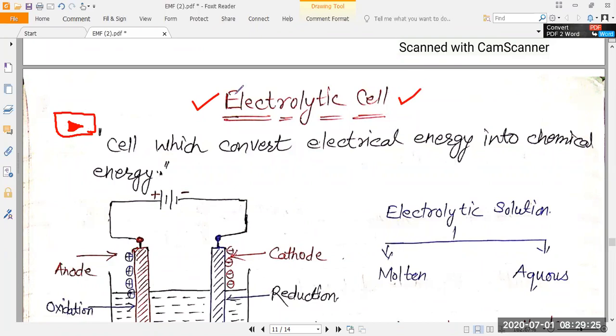An electrolytic cell is a cell in which electrical energy is converted into chemical energy. Very important. The definition is very simple, so I write it in a short manner: the cell which converts electrical energy into chemical energy is called an electrolytic cell.